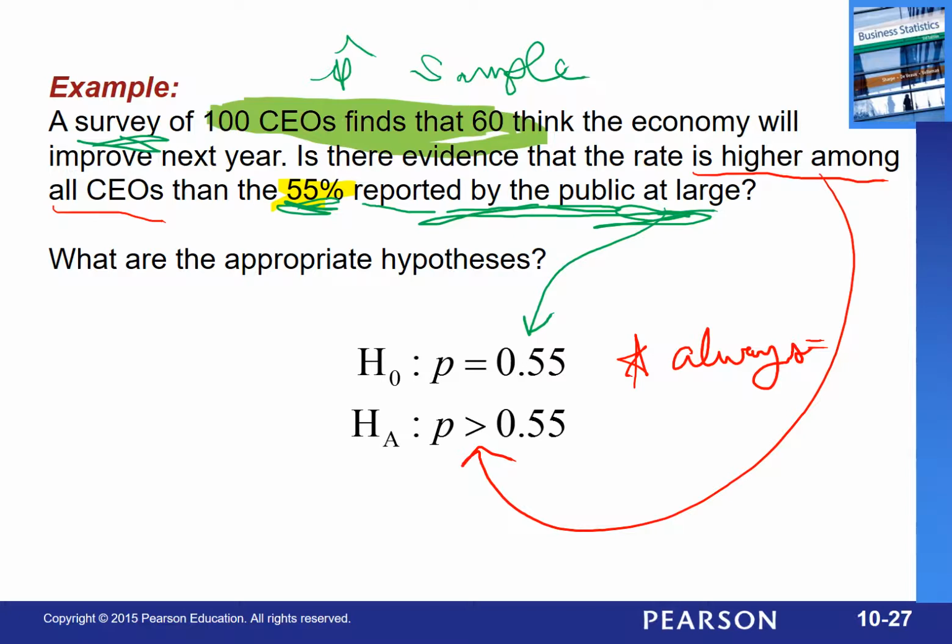Hypotheses are always about parameters. You should look at this and be like, oh, well, it's from a survey. This is my p-hat, this is my sample stuff. I'm not going to be using that to come up with my null hypothesis.